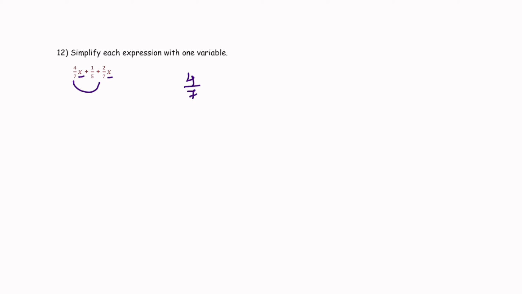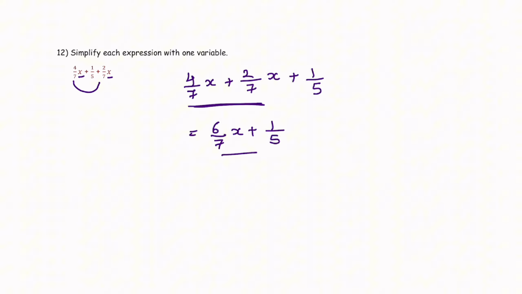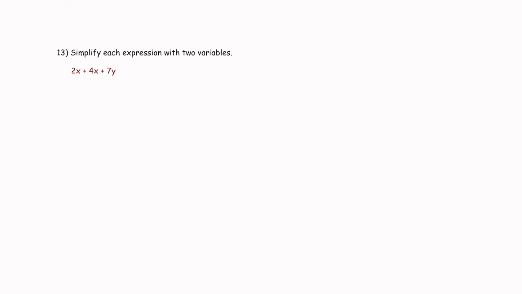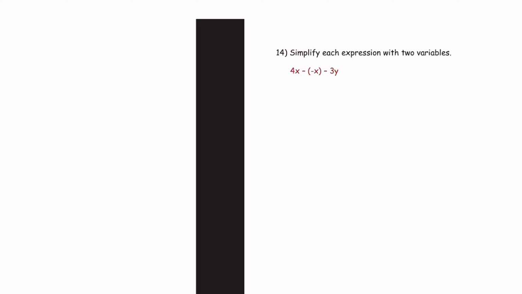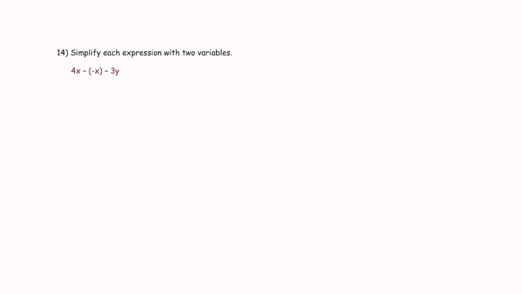4 by 7x plus 2 by 7x. I'm just rearranging the equation, and that's 1 over 5. I'm going to add this 2, which is 6 over 7x, and 1 over 5 remains as it is. X and x, and this is y, so that will stay as it is. That's 6x, 2 plus 4, right? And 7y there.